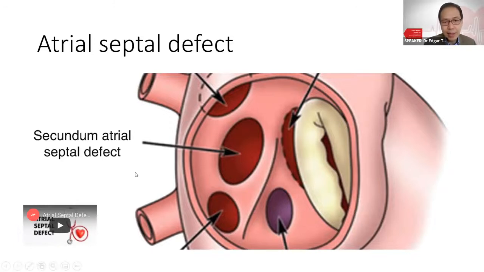But it's important to understand that this ASD will generate a sound in the heart. And generally, it generates two sounds. One is an ejection systolic murmur, and it also has what we call a fixed split of the second heart sound. So you should hear an ejection systolic murmur and a fixed split of the second heart sound. So let's listen to that.